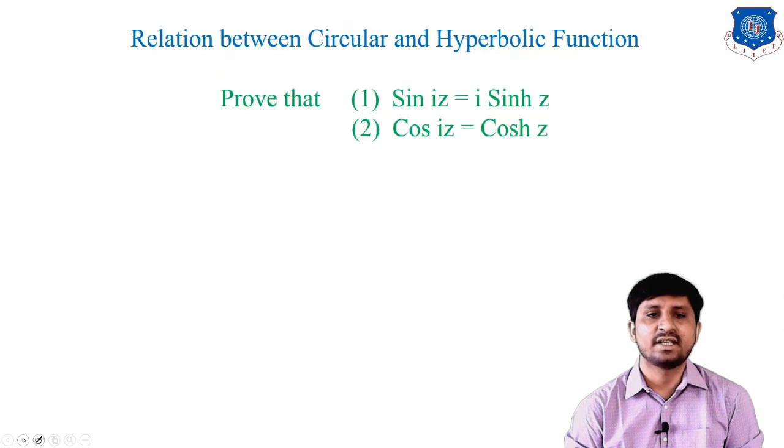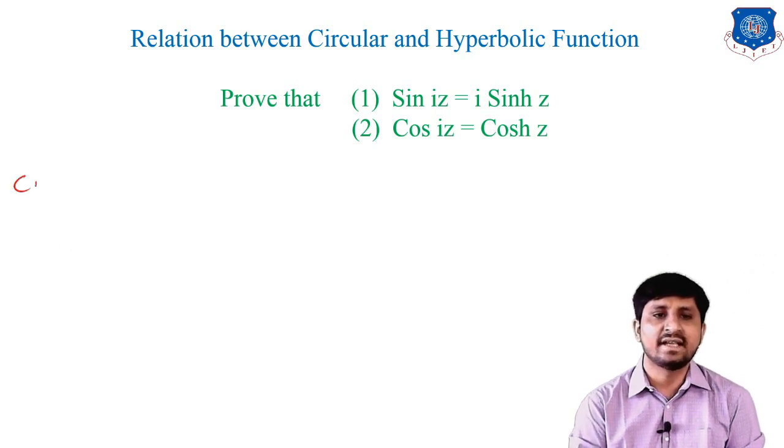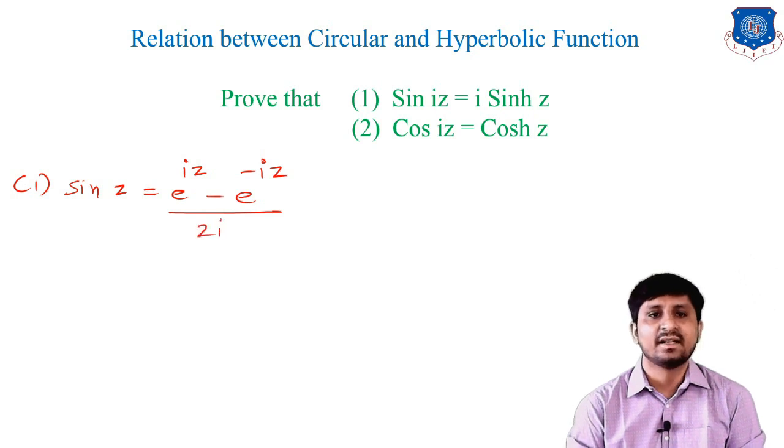The next concept is the relation between circular and hyperbolic function. The first formula is sin iz equal to I sin hyperbolic z, and the second is cos iz equal to cos hyperbolic z. Let's try to prove. The first one is sin iz. We know the formula for sin z: sin z is equal to e raised to iz minus e raised to minus iz divided by 2I. And now instead of z I want to write iz.